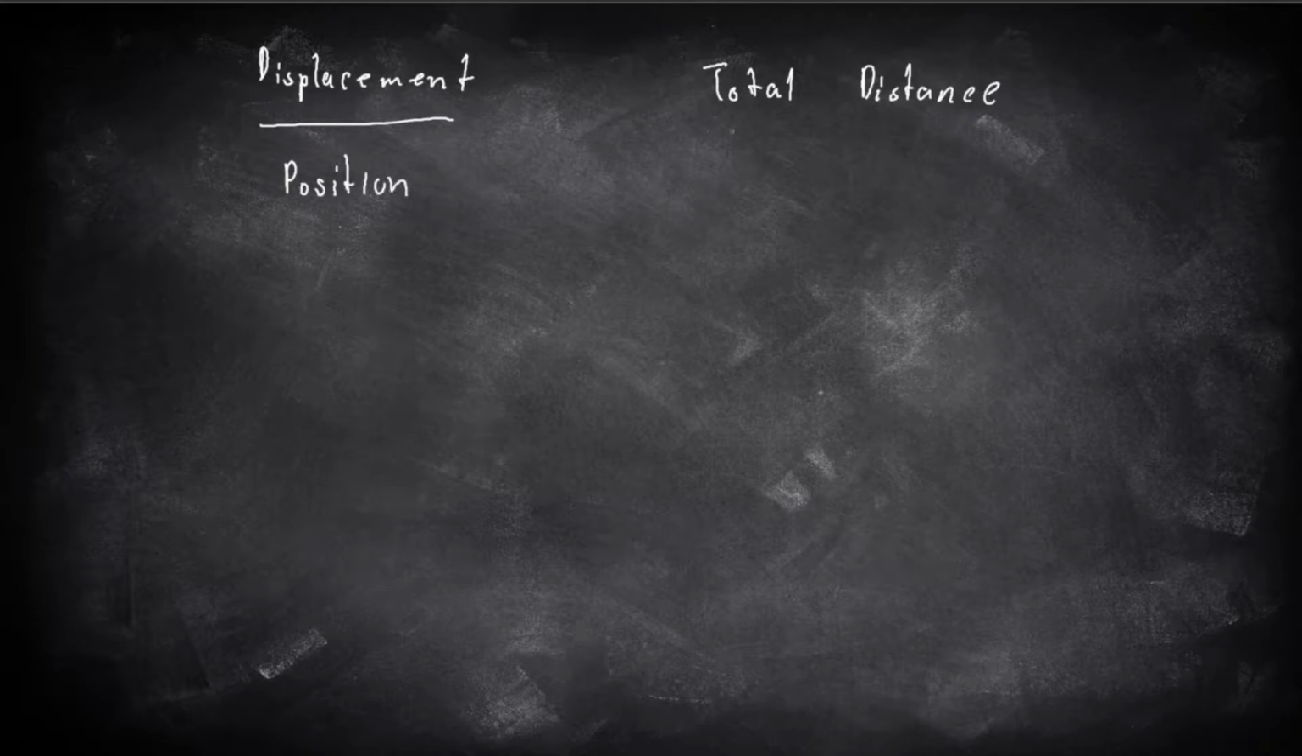So first off, what is the difference between displacement and total distance? Well, the difference is pretty simple. Displacement only cares about position, and total distance cares about the process. So let's explain this with a picture.